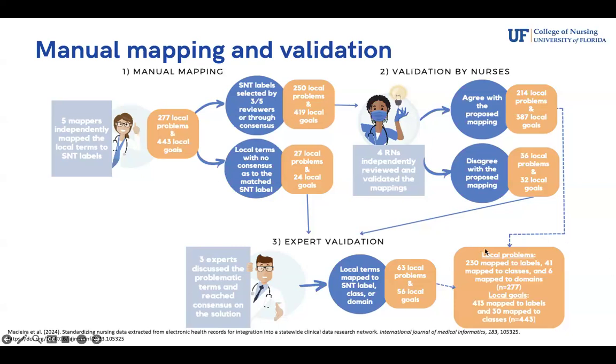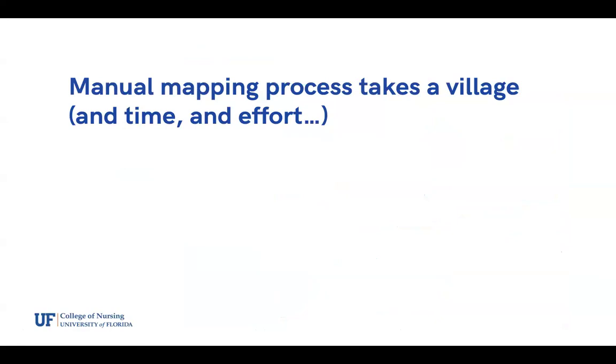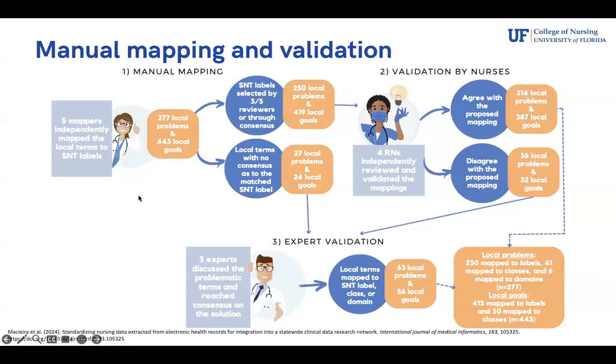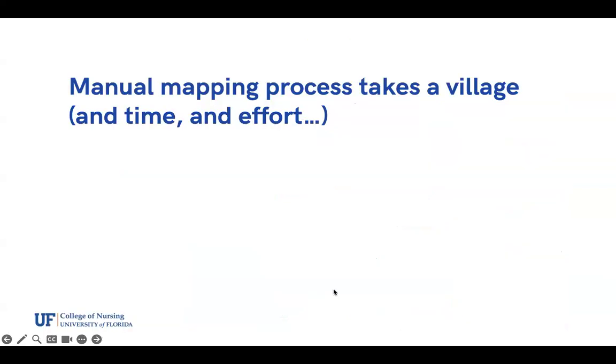So this worked okay for the problems and goals we were mapping in the initial phases of the project. And this work has been published if you want to check it out. But then we realized the manual mapping process does take a village, right? As you can see on the previous figure, we had at least 5, 9, 12 people working with us to perform this mapping. It requires time, it requires effort. It was a process that took us months, and these are for terms from only one hospital.